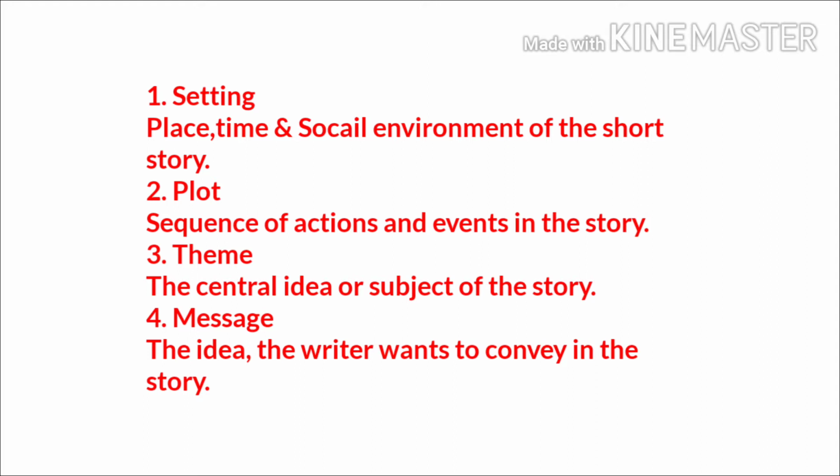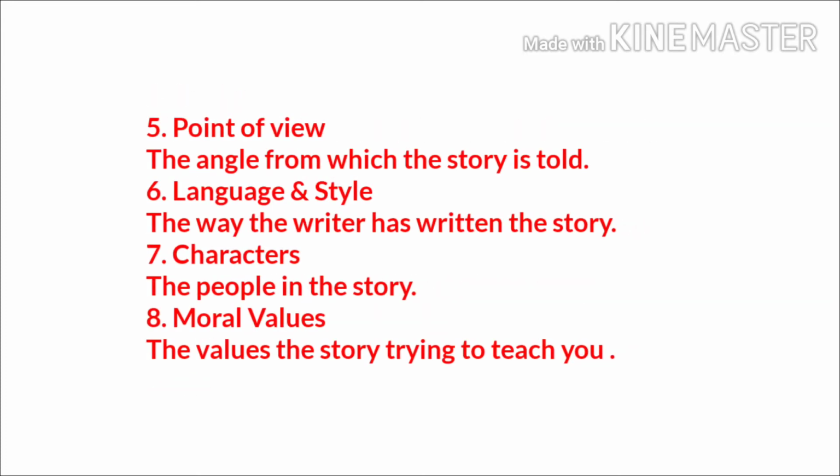Then we have plot. Plot is the sequence of actions and events in the story. Number 3, theme. The central idea or subject of the story is called theme. Number 4, message. The main idea the writer wants to convey in the story is called message. Number 5, point of view. The angle from which the story is told.